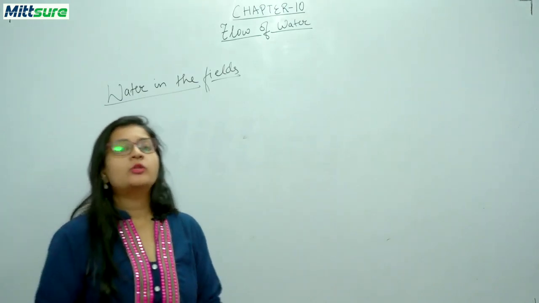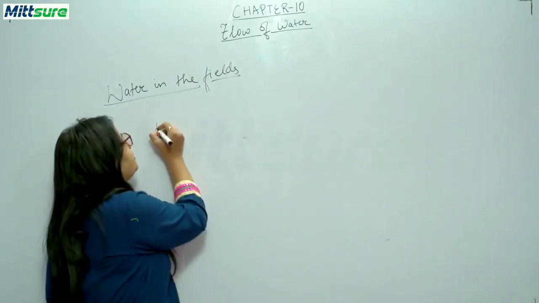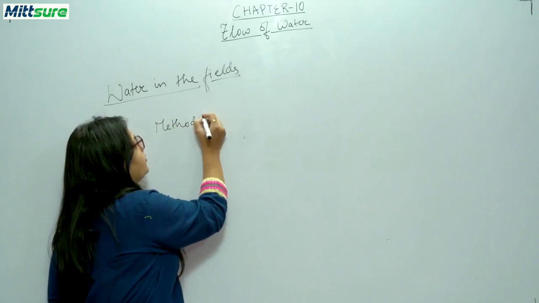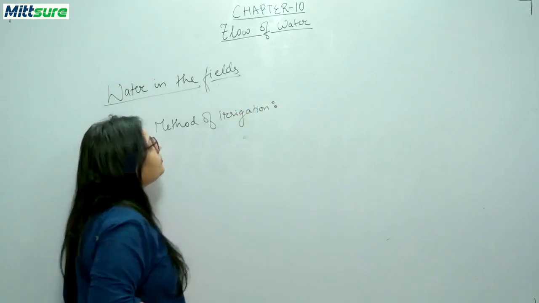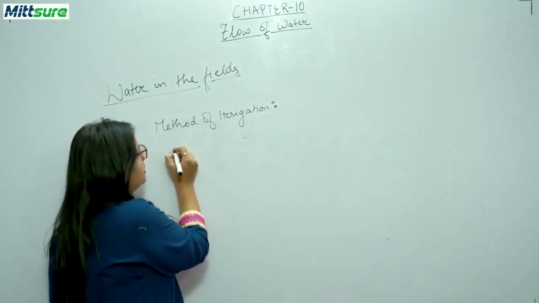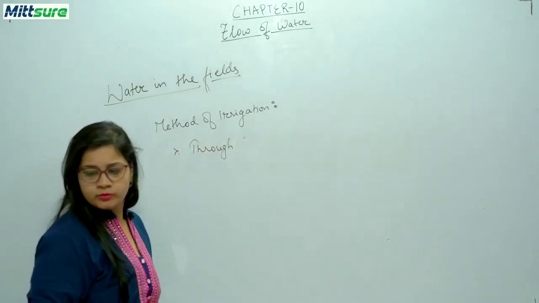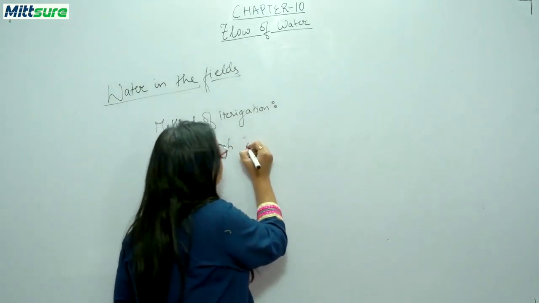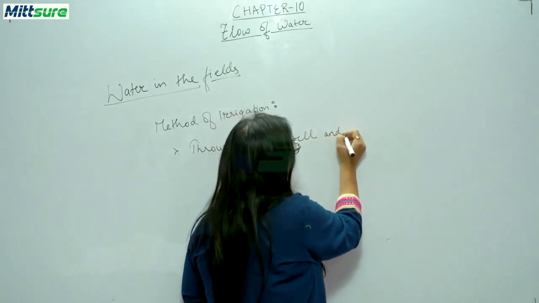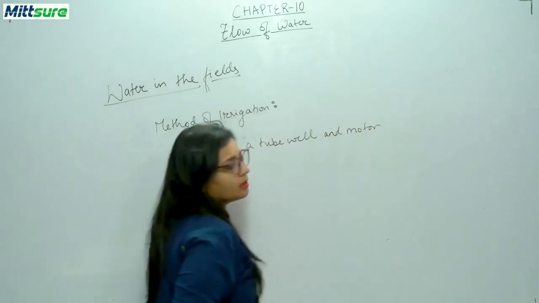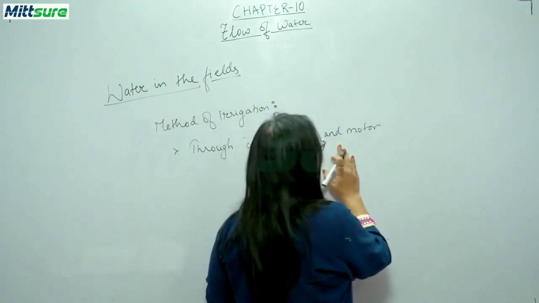Now students, you know this water can be provided in various methods. So we'll be discussing methods of irrigation. There are different methods of irrigation. The first method of irrigation is through a tube well and motor.